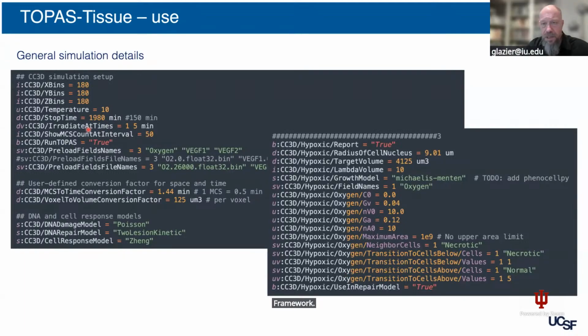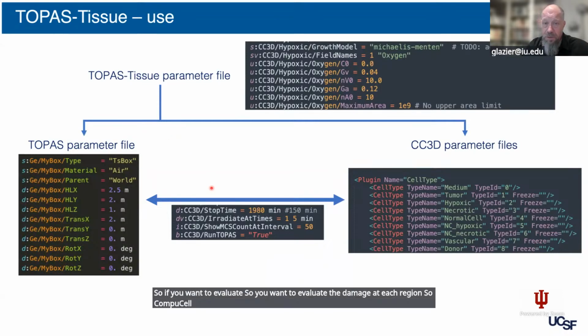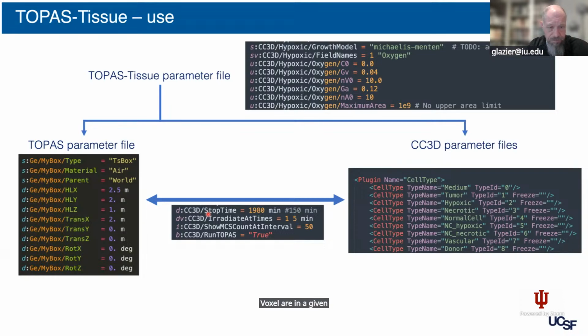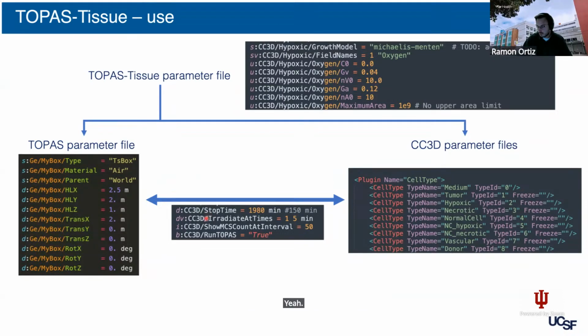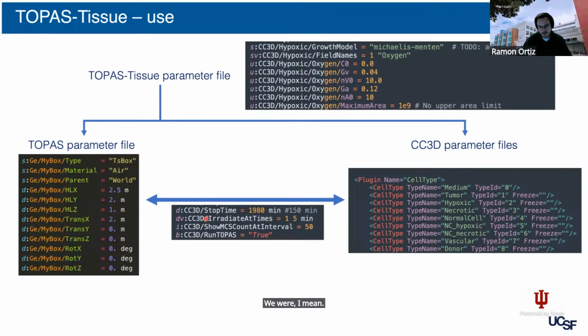And could you maybe just for a second show how the time sequencing is done? If you want to evaluate the damage at each region, is it pre-computed, or does CompuCell call the micro model to evaluate the amount of damage in a given voxel or in a given cell? How does that work? Yeah, this is something that we haven't gone further with because we were discussing how we should do it, because TOPAS is multi-thread. So we are still discussing how we need to do this transition.